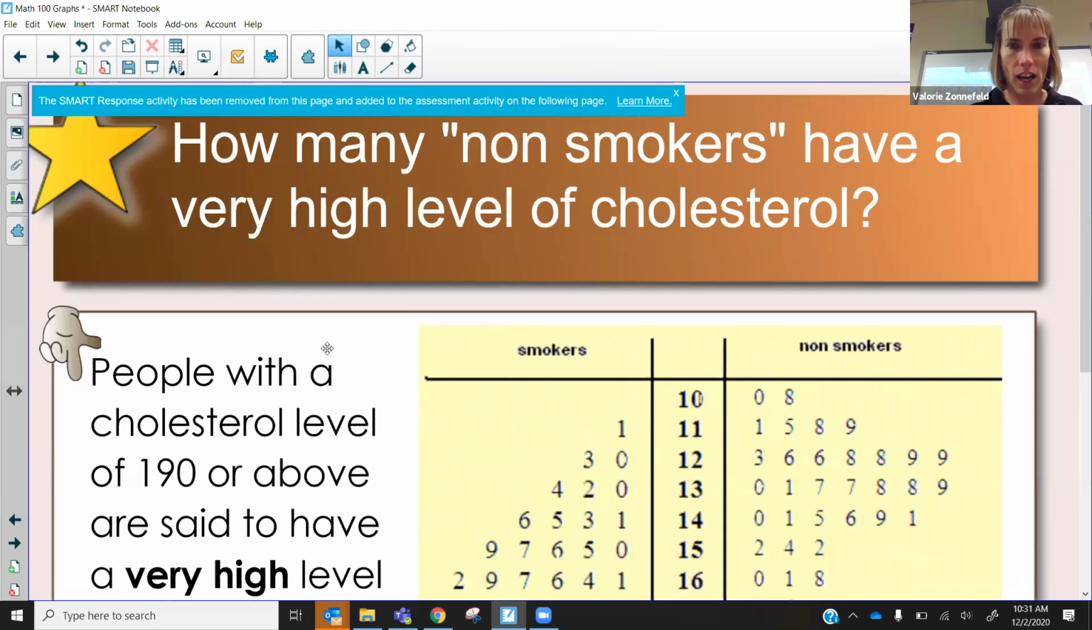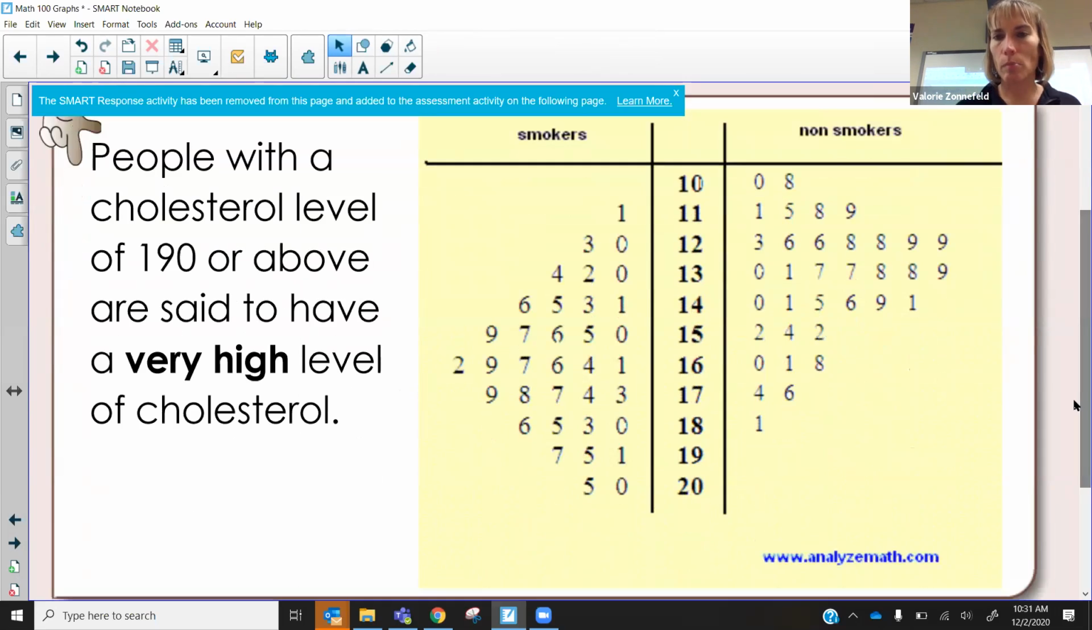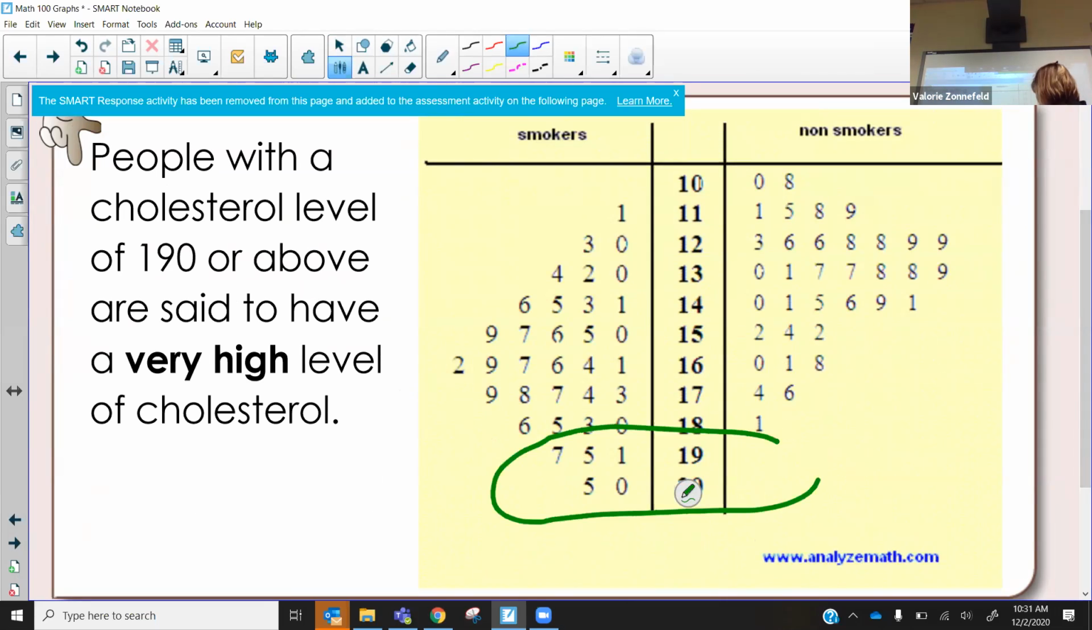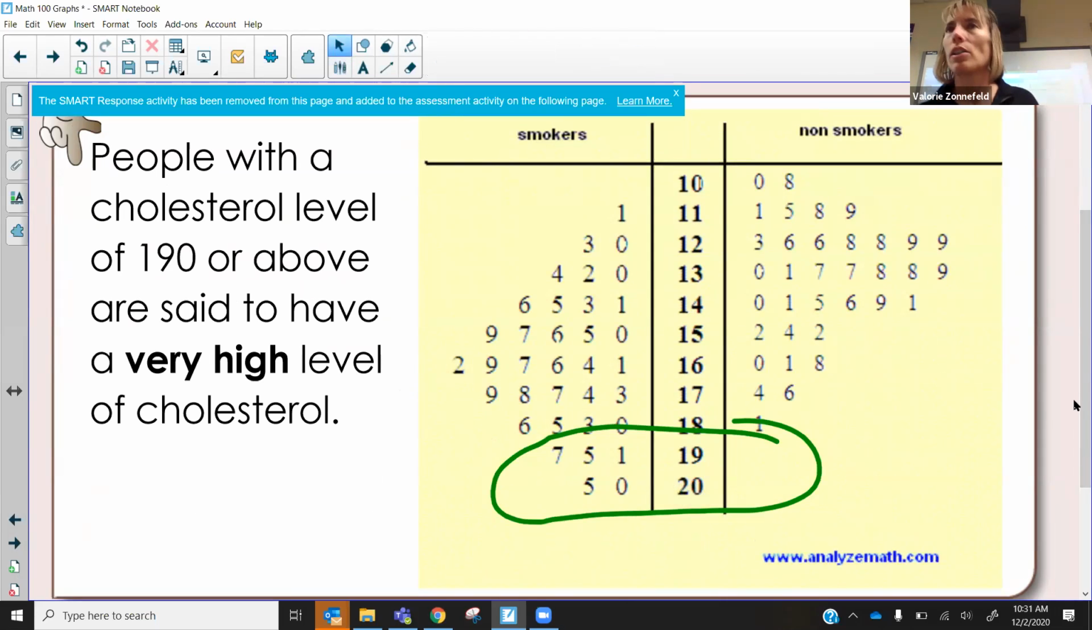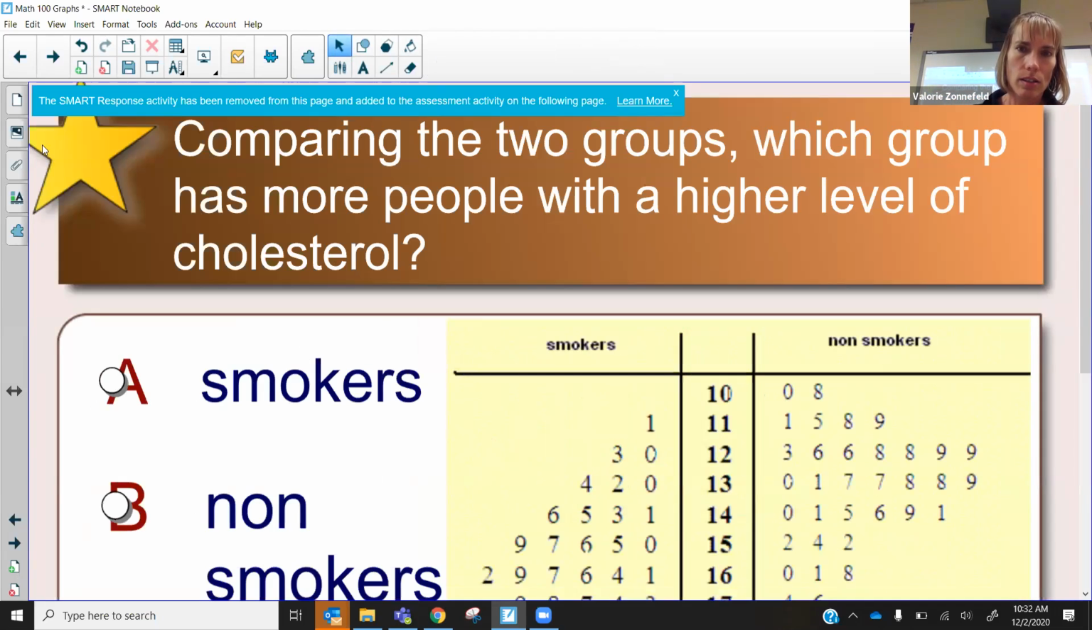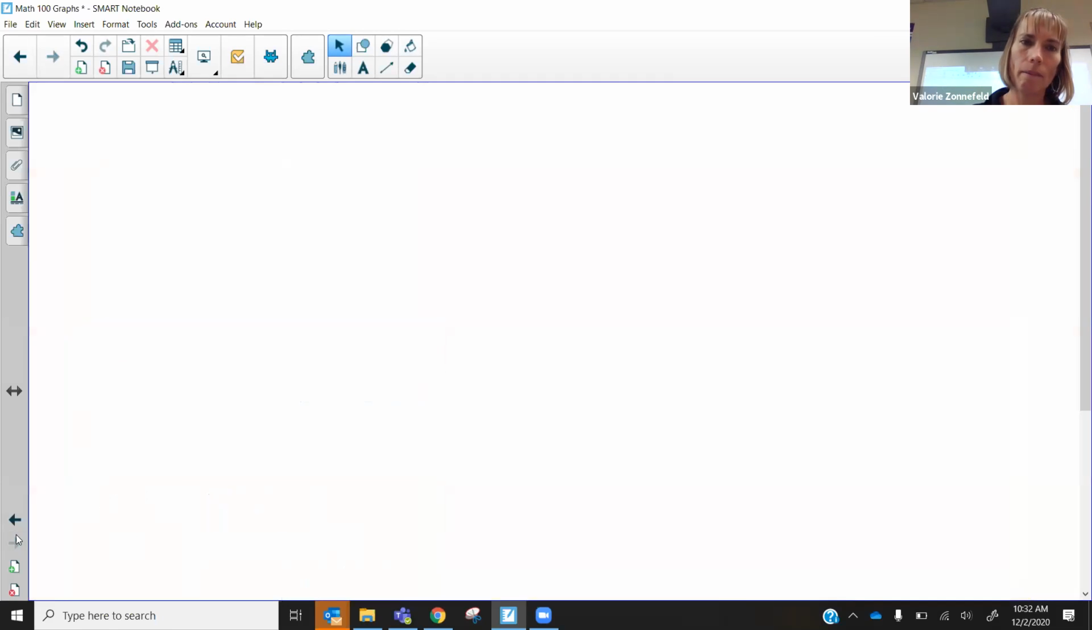And then very high is 190 or above. And what's interesting here is there aren't any non-smokers with the very high cholesterol. So it's a pretty strong argument for a connection between smoking and higher cholesterol. Now, I don't know that smoking causes, we can't say it causes, but there's some kind of a connection there. So overall, which one tends to have higher cholesterol? The smokers, we just talked about that.